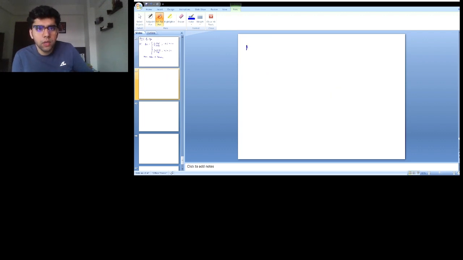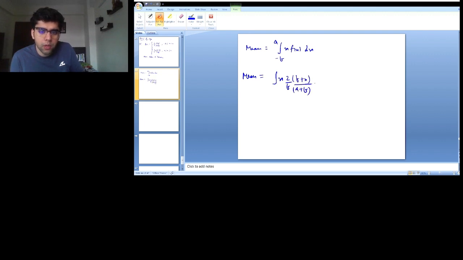For finding the mean, we need to find the integral of x f(x) dx, right? But here we can't just find this over minus b to a because our PDF is changing. So we need to define it for two different sets of limits. We'll have two different integrals here. So x, and for the PDF 2 upon b into (b plus x) upon (a plus b) dx.